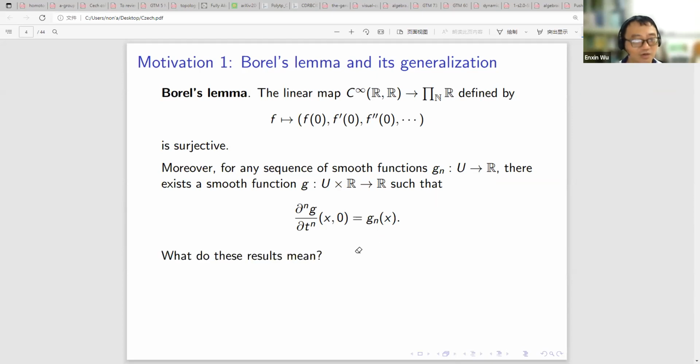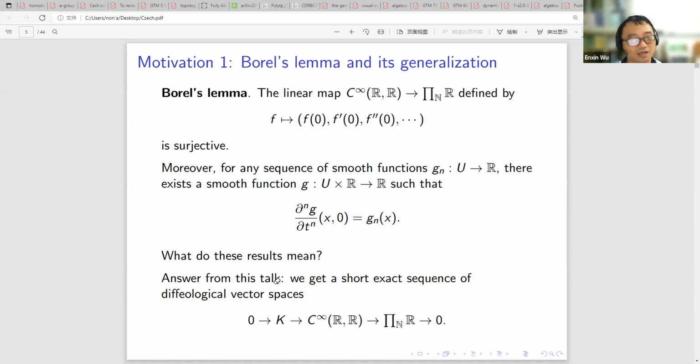So what do these results mean? I will answer it in the framework of diffeology. In other words, you will get a short exact sequence of diffeological vector spaces. I will tell you what a diffeological space is and what diffeological vector spaces are. But up to now, we see that as vector spaces, you get a short exact sequence. K is the kernel of this map, in other words, K is all the smooth functions such that its value at 0 and all its derivatives at 0 are 0, which means it's flat at 0, right? Okay, so this is the first motivation for us.